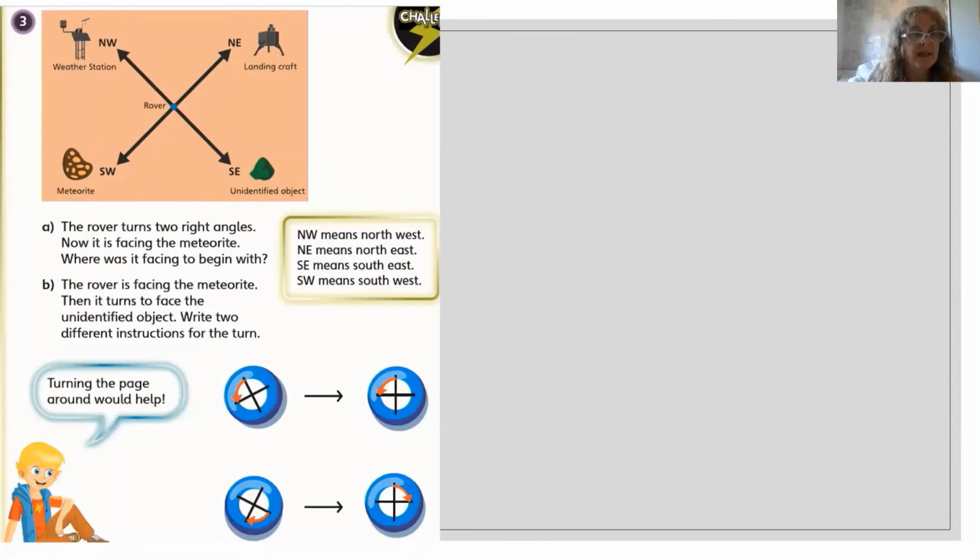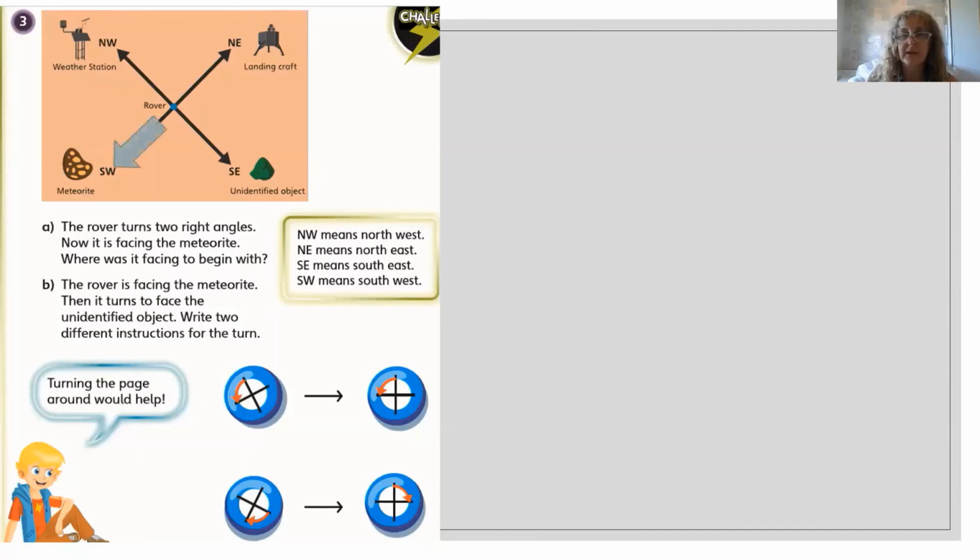Let's look at the second section. The rover is facing the meteorite. Then it turns to face the unidentified object. So there's the meteorite. Then it goes to the unidentified object. Write 2 different instructions that it could do. So there's 2 different ways you could have got there. Write them down. Yeah, I like that one. I think today's has been quite fun.